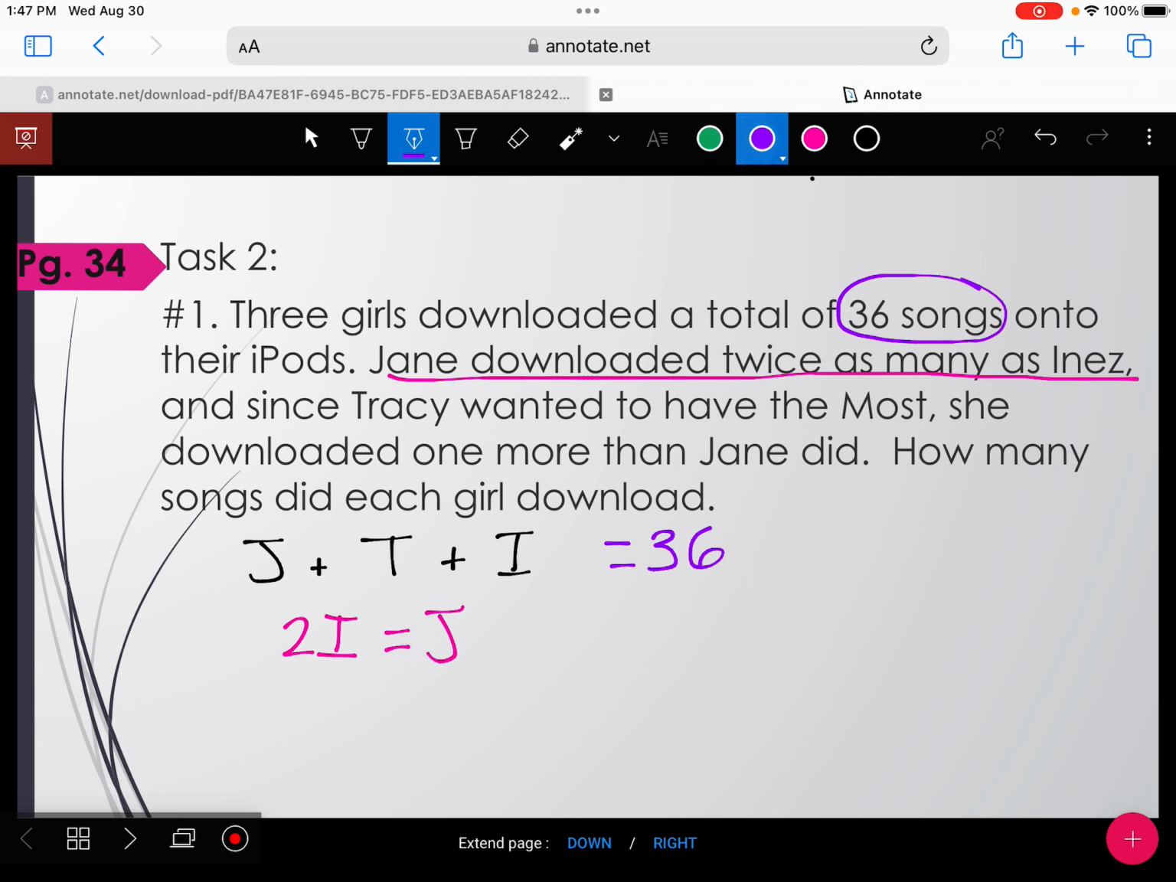What else we got? One more than Jane. Tracy wanted the most, so she downloaded 1 more than Jane did. So Tracy got whatever Jane had plus 1 because she's a little bit of a brat.